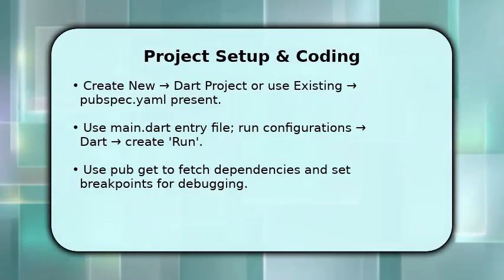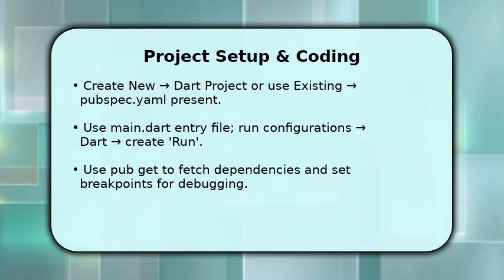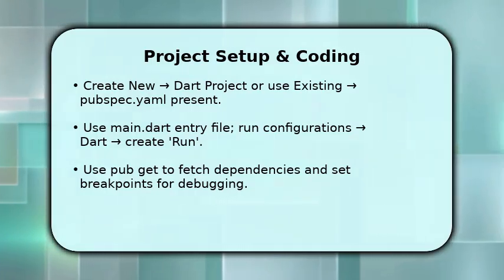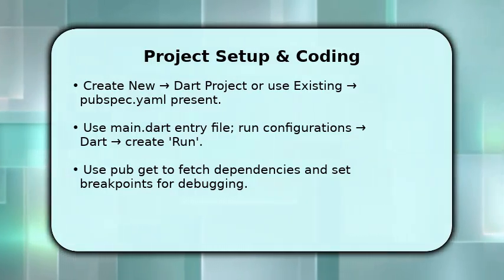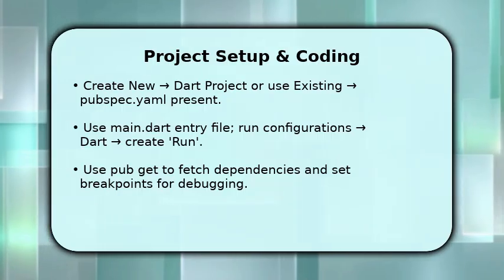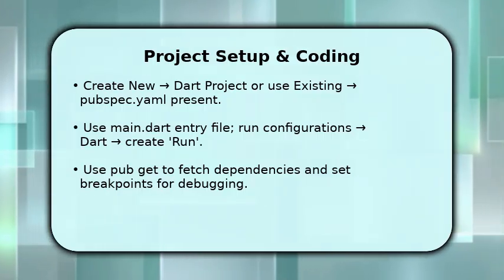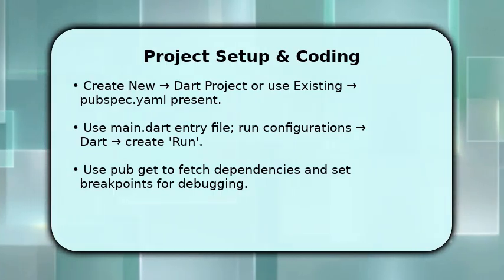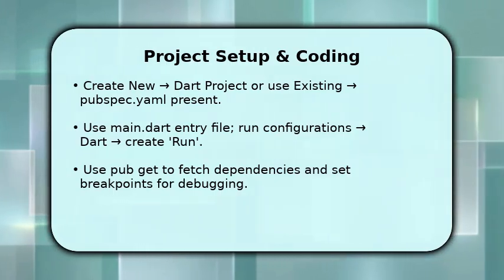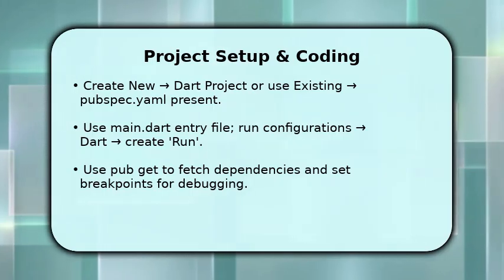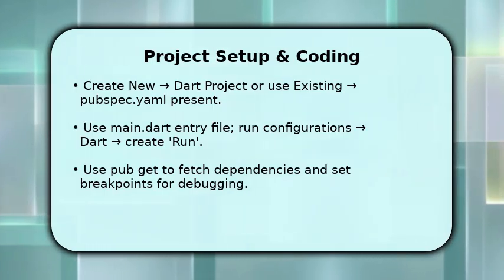Create or open a project with a pubspec.yaml, run pub get to fetch packages so imports resolve. Create a main.dart, write a small main function and configure a run configuration for Dart. This saves repeated setup. Use IntelliJ's code completion and quick fixes to speed typing and set breakpoints to inspect variables.